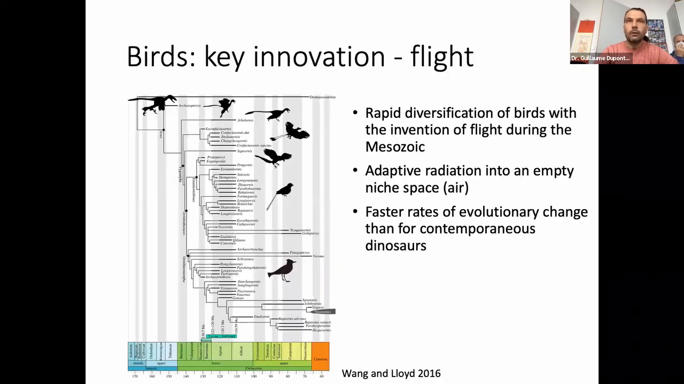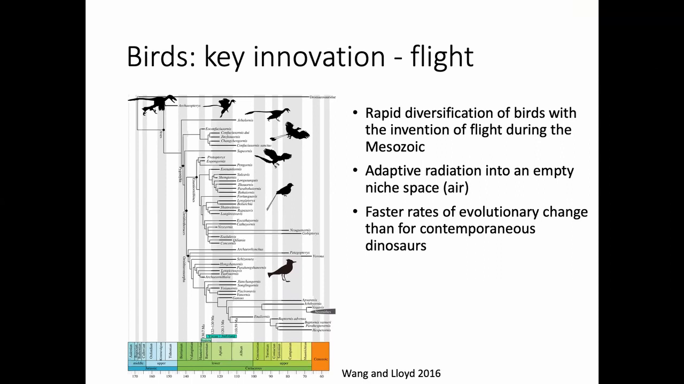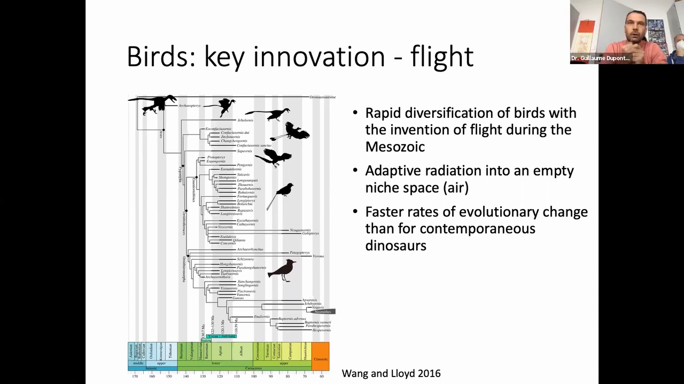And then here I show you phylogenetic trees for early groups of birds. With the evolution of wings, a new territory, which was previously unexploited, became available, where insects were available to catch, where you could escape predators, etc. This led to a very fast radiation in birds, at evolutionary rates faster than contemporaneous dinosaurs. So this happened also during the Cretaceous.